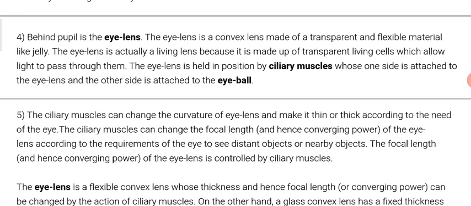This is one of the very important functions of the ciliary muscles. They hold and can change the curvature of the eye lens. It means they can reduce or increase the focal length of the eye lens to focus a particular object so it is seen clearly and distinctly. The ciliary muscles change the focal length according to the requirements of the eye, to see distant or nearby objects. The focal length, hence the converging power, of the eye lens is controlled by the ciliary muscles. This we know.